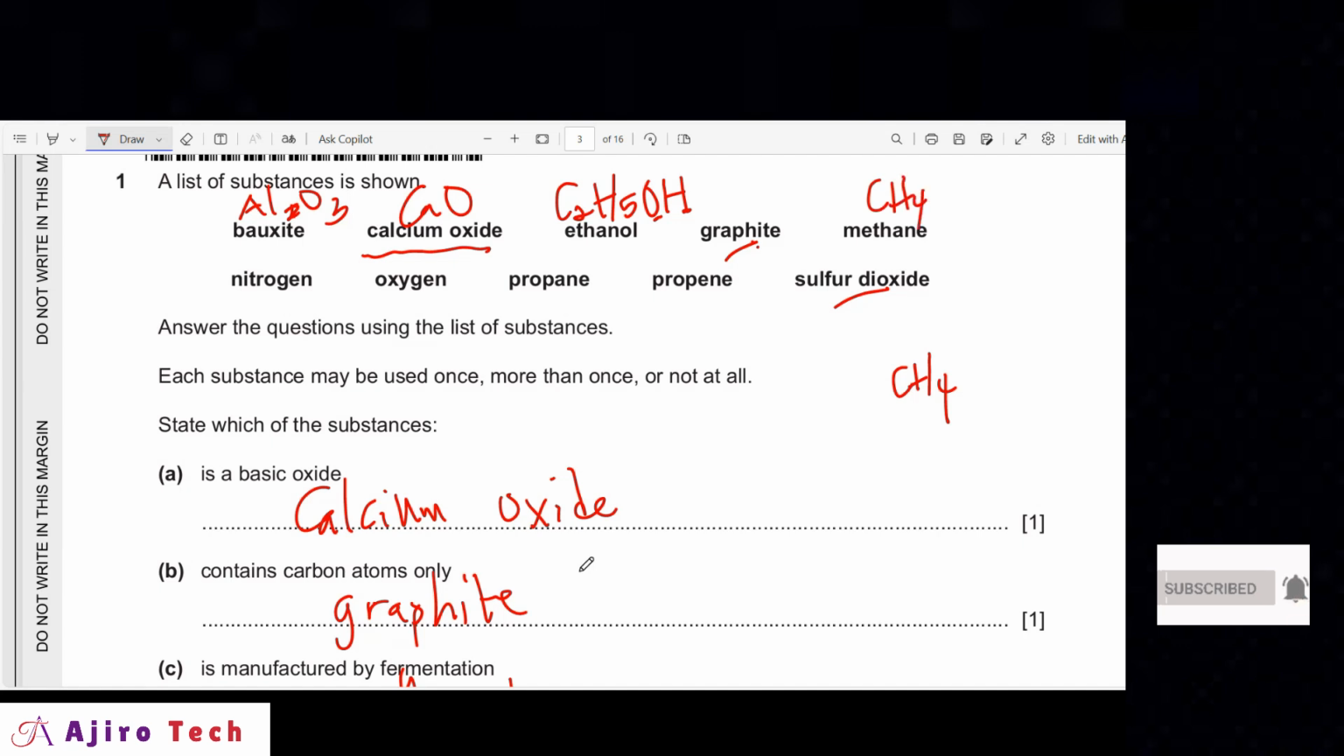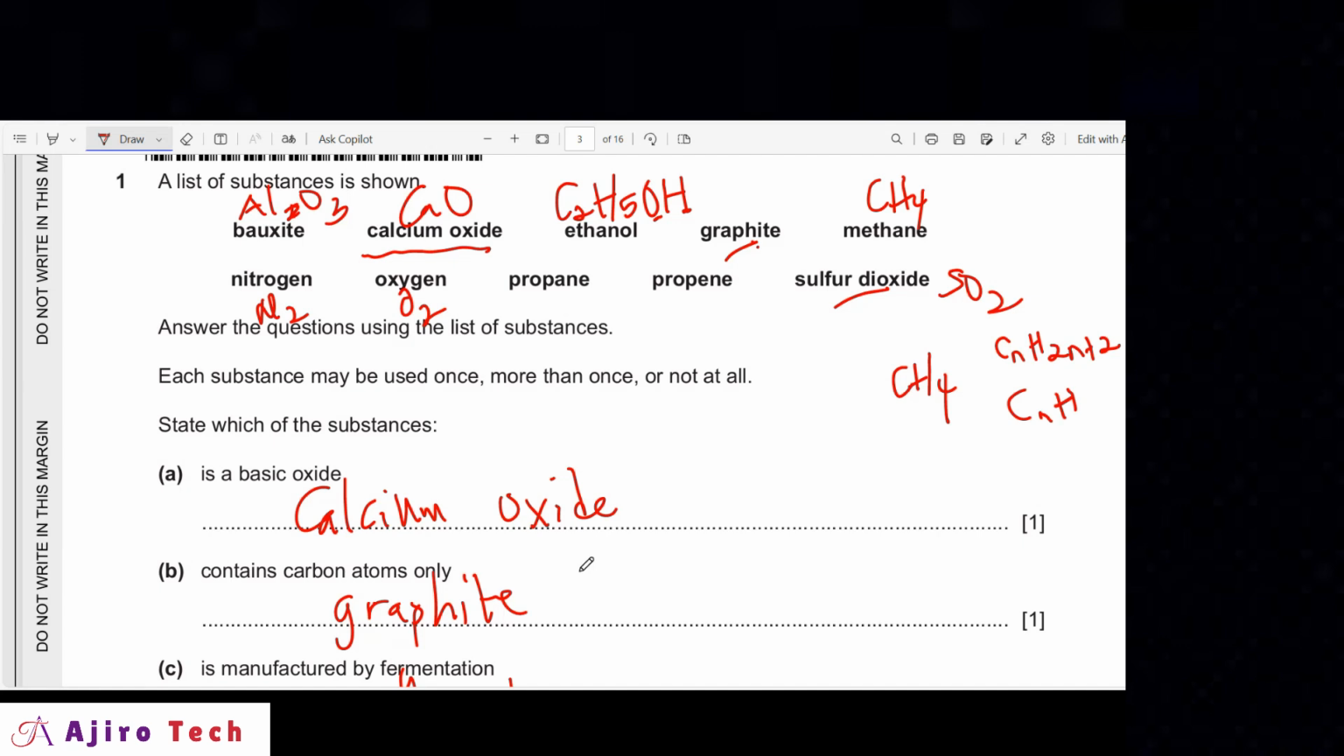All right, so when you look at all the options, it's not nitrogen because nitrogen is N2, O2, but these are not 11 atoms. Sulfur dioxide, I already said SO2. No. So we have propane and propene. Remember the general formula of alkanes is CnH2n+2, while alkenes is CnH2n.